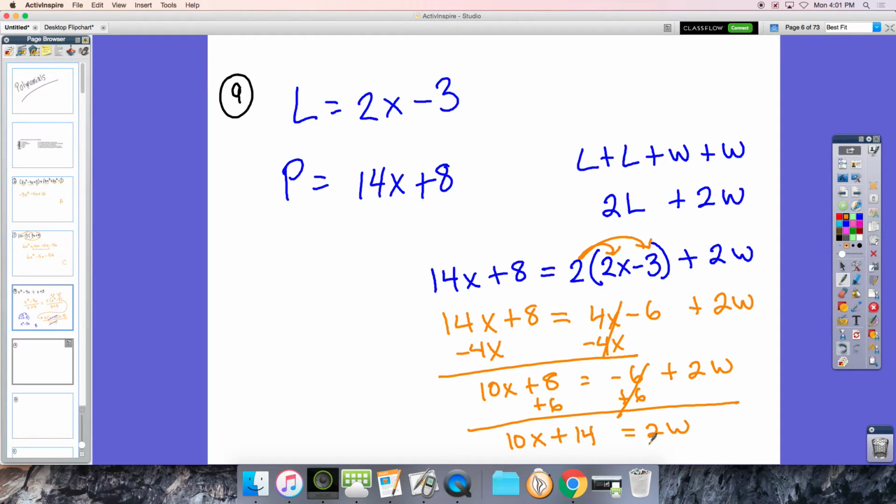To find just one width, we're going to divide by 2. And I'm going to divide both parts by 2. So 10x divided by 2 is 5x. 14 divided by 2 is 7. That's my width.